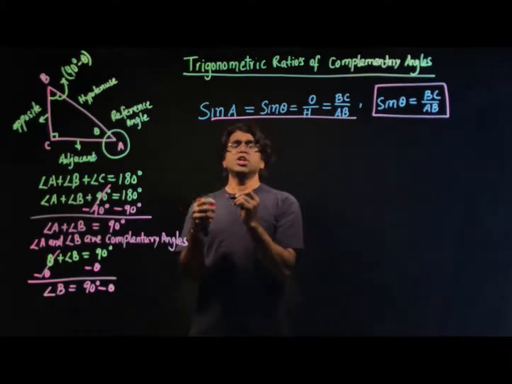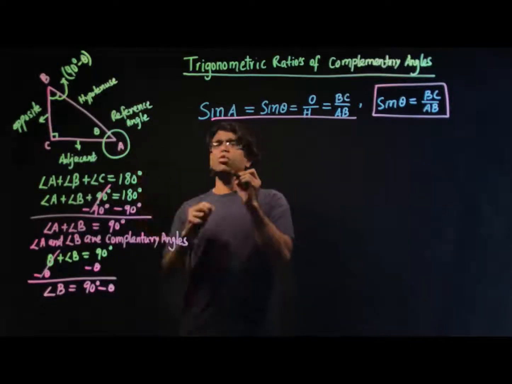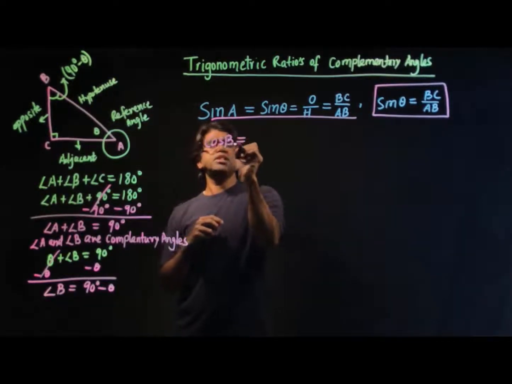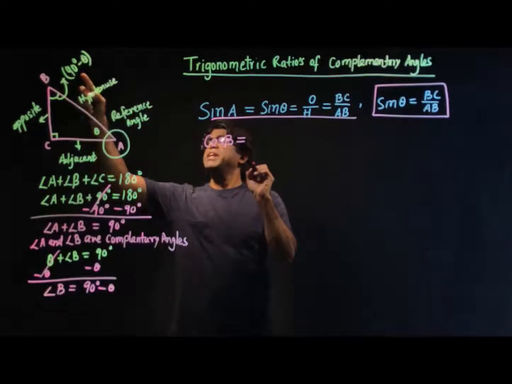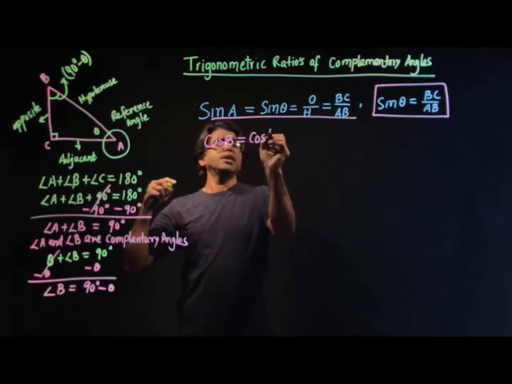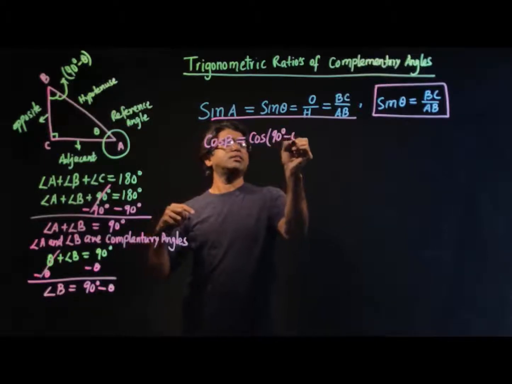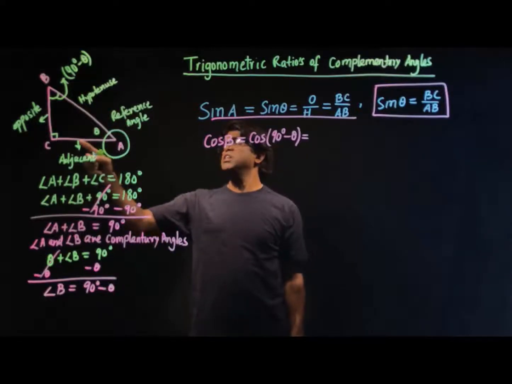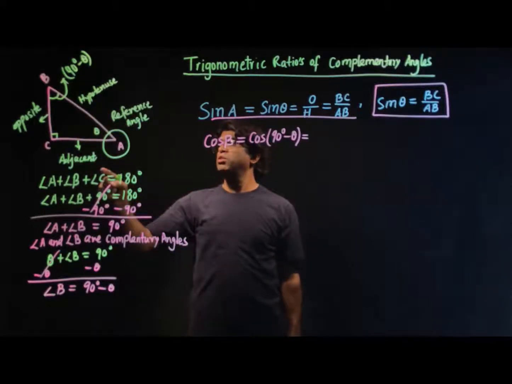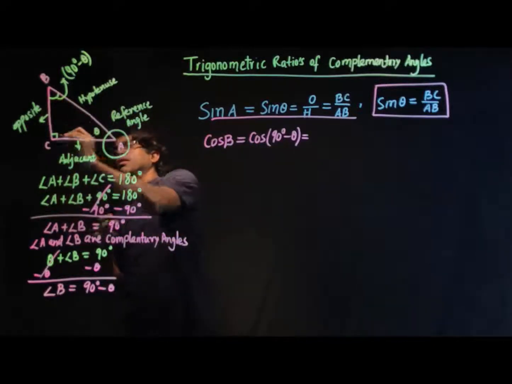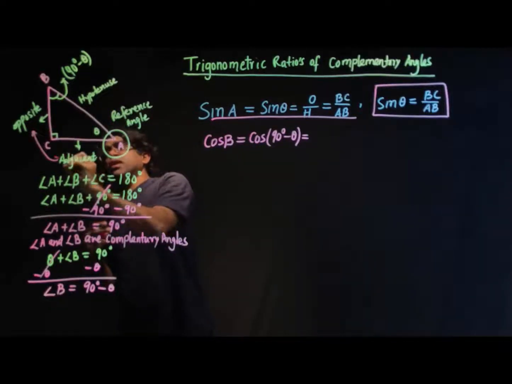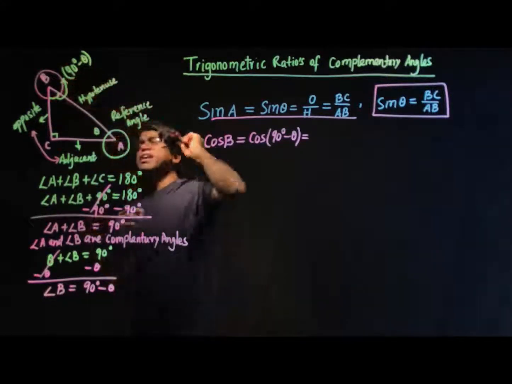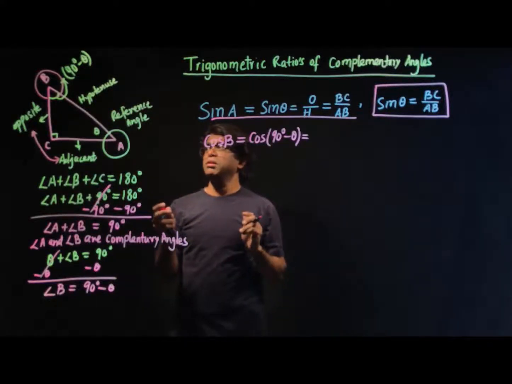All right? Now, let's try to find the value of cosine B. So I'm going to find cosine B. So I'll write cosine B is equal to, B is my 90 minus theta. So I'll write cosine, and my B is 90 degrees minus theta. That is equal to, and we know that cosine is adjacent over hypotenuse. And for B, adjacent and hypotenuse, they will interchange, right? Because then this will be my reference angle, right? Correct me if I'm wrong.